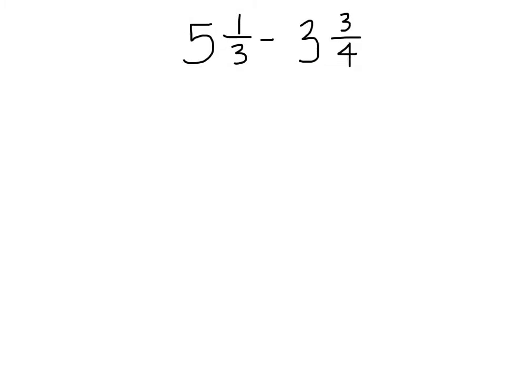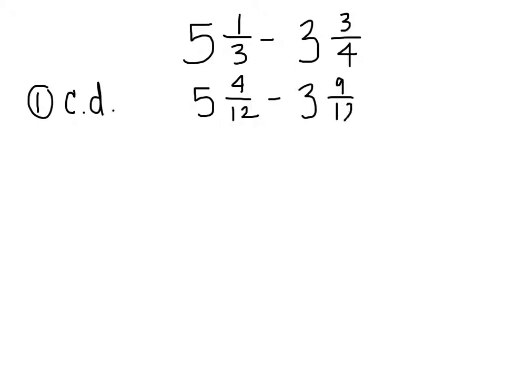So if we take a look at this same type of problem again, the first thing we're going to do is find that common denominator. Okay, so we have 5 and 1/3 becomes 5 and 4/12. 3 and 3/4 becomes 3 and 9/12. We have that same situation again where our first fraction here is larger than this fraction, so we're going to change them into improper fractions.